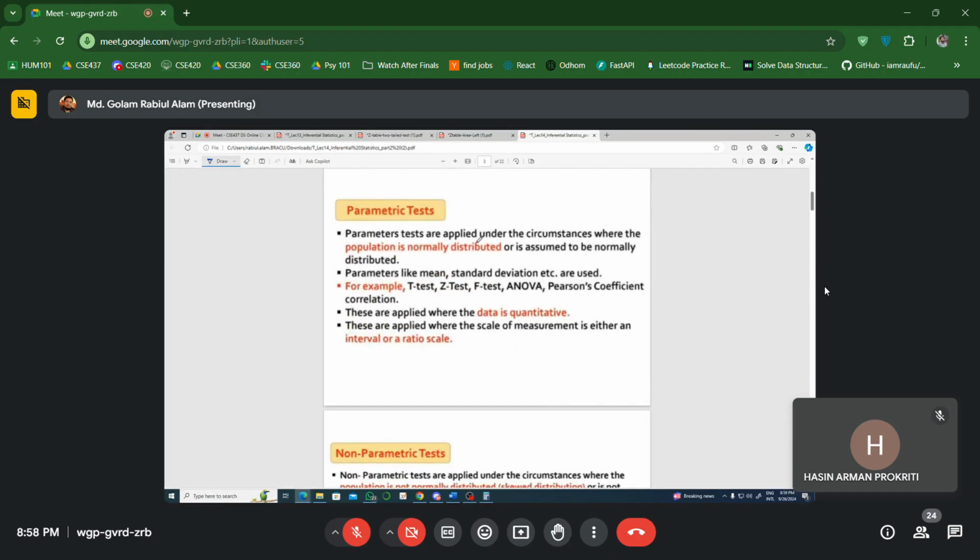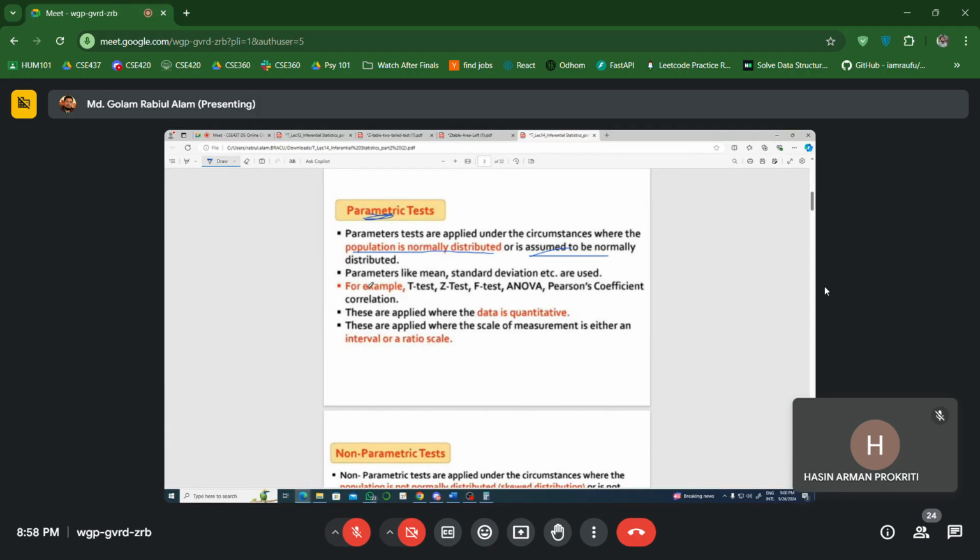The parametric tests are applied under the circumstance where the population is normally distributed or assumed to be normally distributed. That means if you fit your data and find the distribution of your data, and if it is normally distributed, then the parametric test will provide you the accurate result. Or sometimes you need to assume that the data are normally distributed, even though they may not be fully normal.